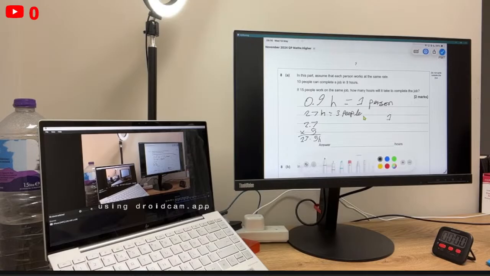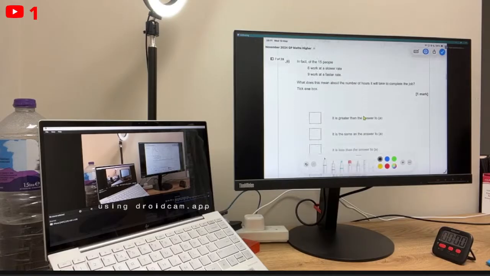So you do 13.5 minus 9, and it would be 4.5 hours. Just when you think of it, it could have been done a lot simpler, but my way still works.